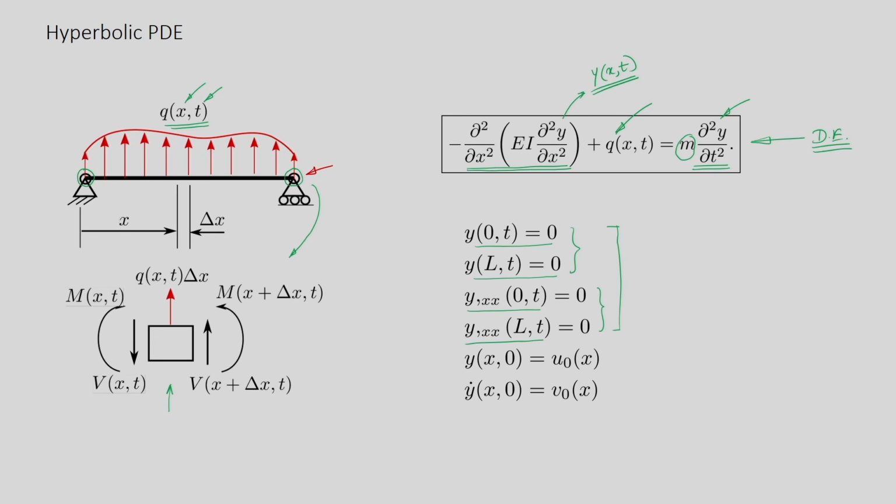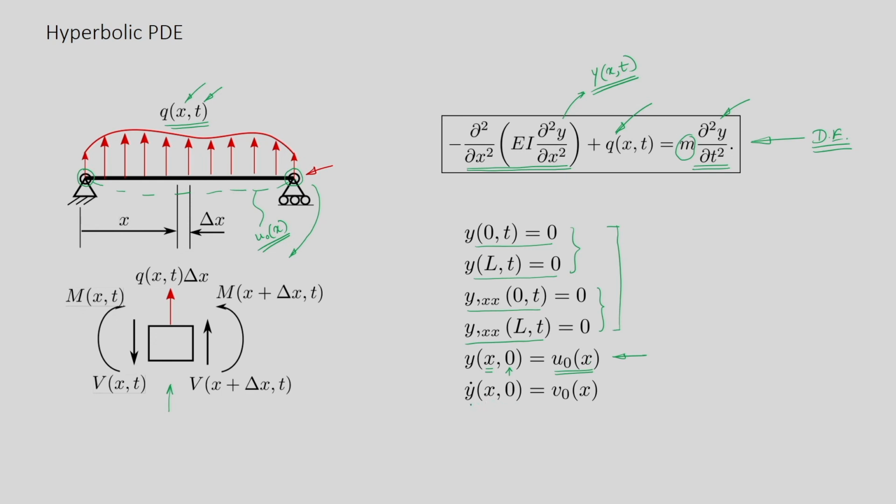Now along with that, I can say what is the shape of the beam. Suppose this is the shape the beam has. So that is the initial deflection at time t equal to 0. That is one of the initial conditions. Say y at all x for time t equal to 0 is defined as u0(x). So the displacement at the initial time instant is given.